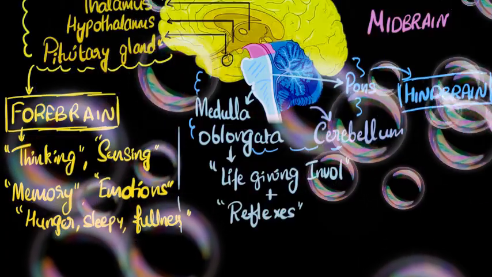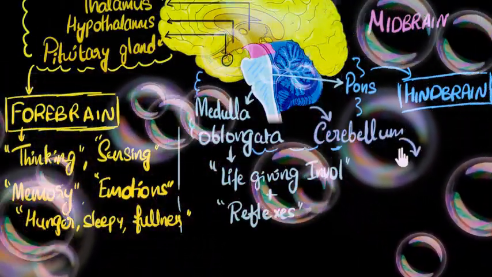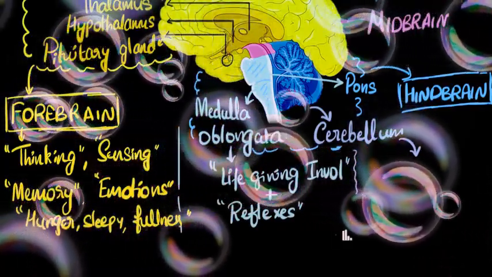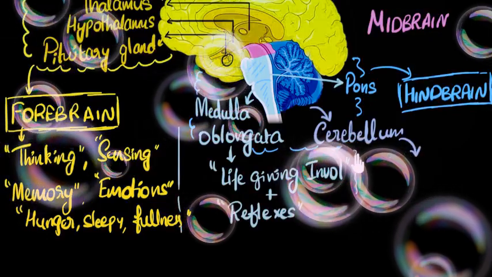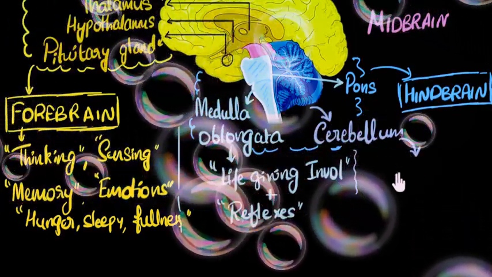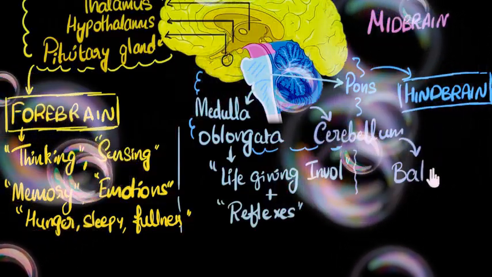Okay, what about the cerebellum? It's getting a little crowded. I hope you can see them apart. So again, I'm going to put some division over here. Anyways, so what does cerebellum do? Well, cerebellum also has some involuntary function, but it's a little different. One of its functions is to maintain balance.